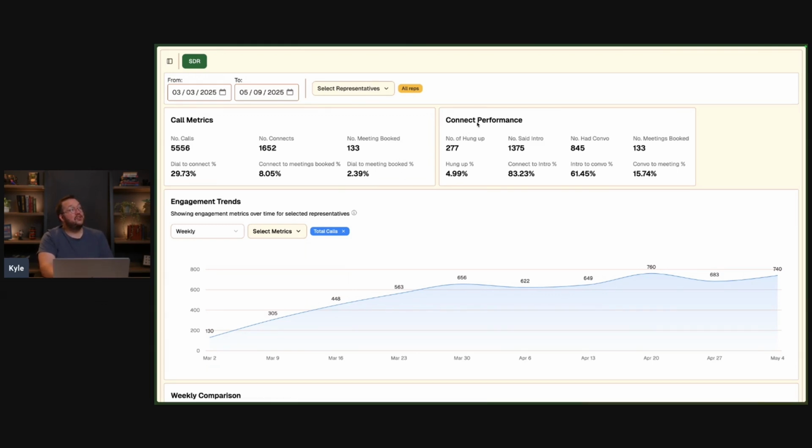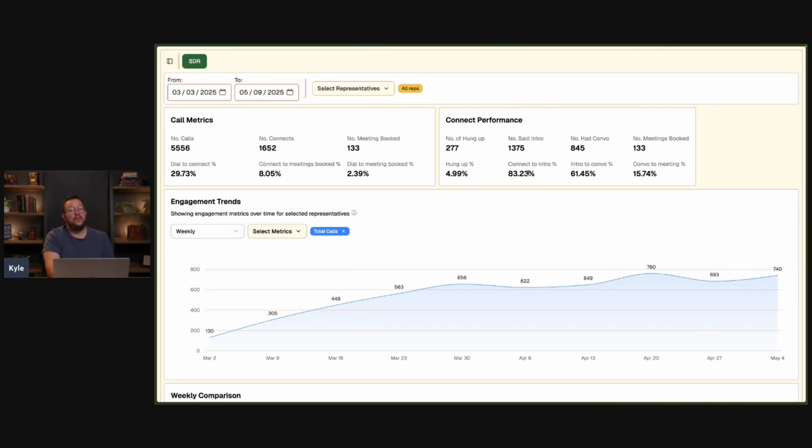And then here's the connect performance. And this is a little bit of the secret sauce. What we're doing here is we're looking at the calls and we're determining how many of them were instant hangups. So you connected with somebody, but they hung up on you. How many times were you able to say the actual intro? How many times did you actually have a conversation? And how many times did you actually book a meeting? And I get percentages here. So percentage to hang up, about 5% of the people that they talk to hang up on them really quick.